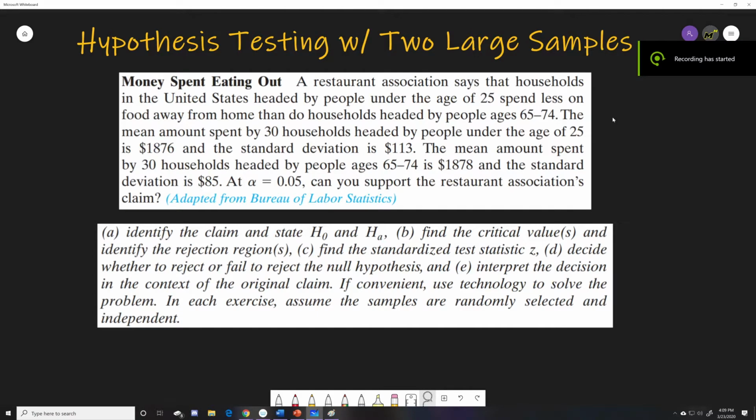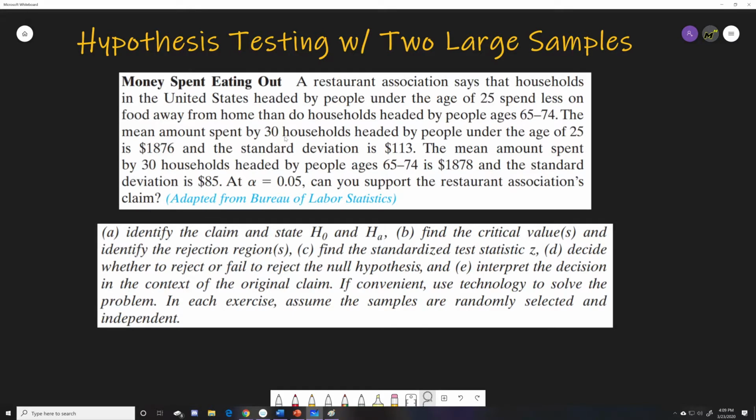Hey team, today we're looking at an example of hypothesis testing with two large samples. Here we have money spent eating out. A Restaurant Association says that households in the United States headed by people under the age of 25 spend less on food away from home than do households headed by people ages 65 to 74.